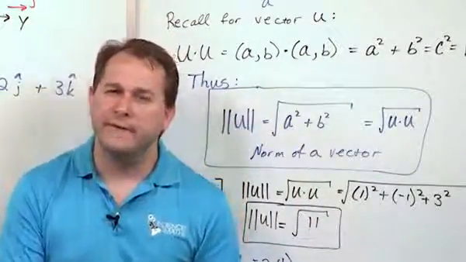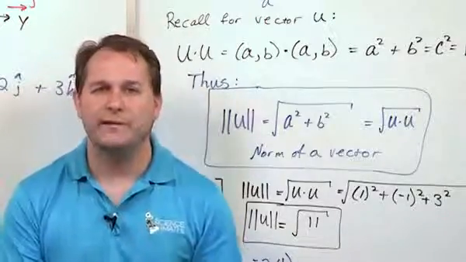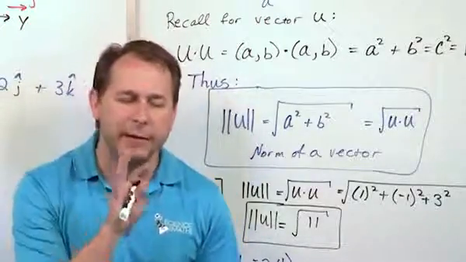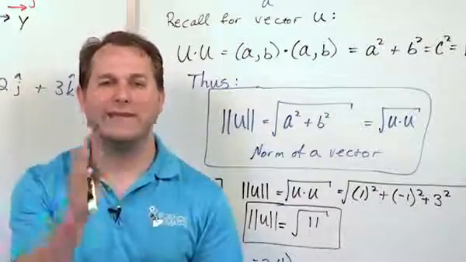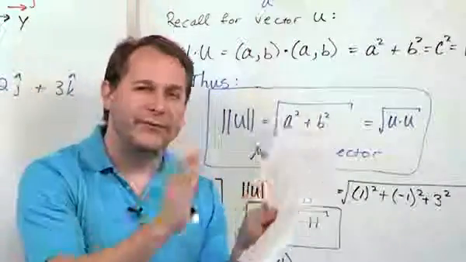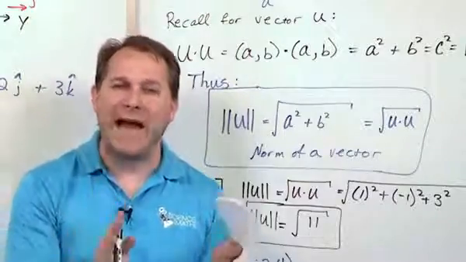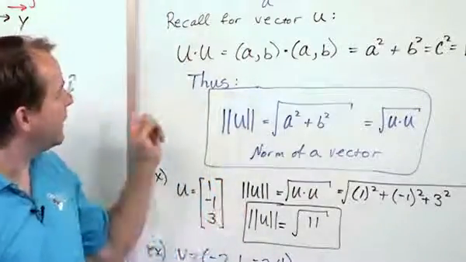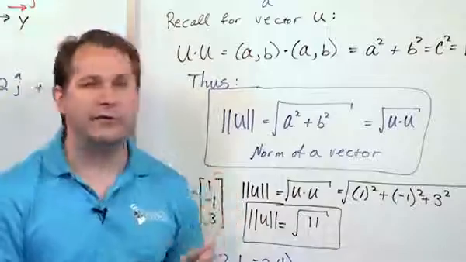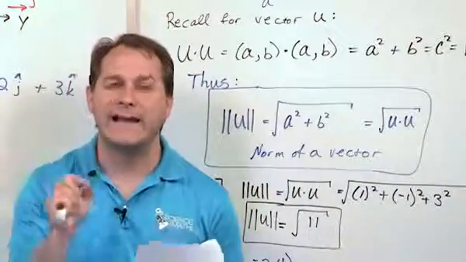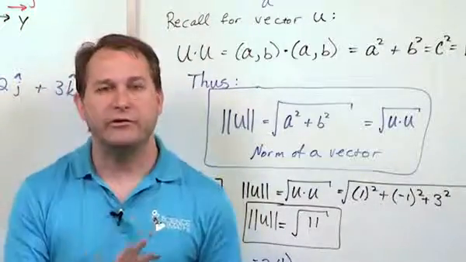Make sure you understand this concept. Make sure you understand the dot product of a vector. And most importantly, whenever you dot a vector with itself, you are in effect squaring the components of the vector. Right? So you're arriving at the magnitude squared. So you take the square root of that, and that gives you the magnitude of the vector. Make sure you understand that.